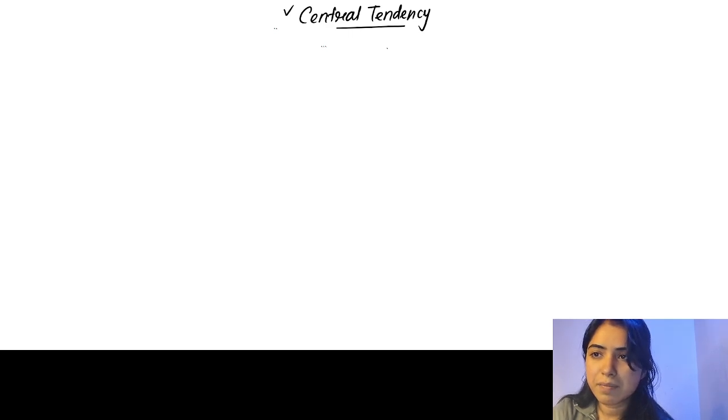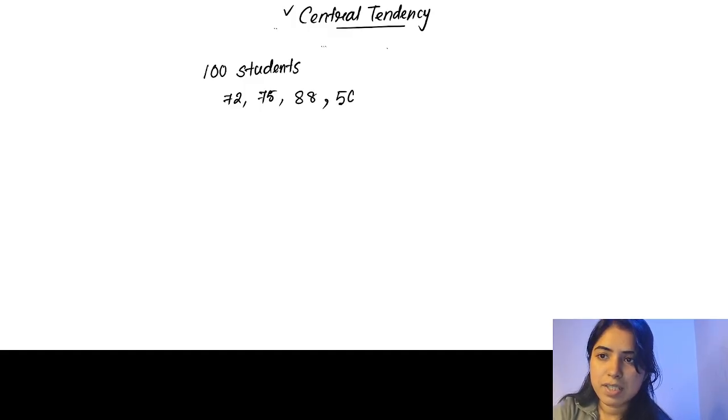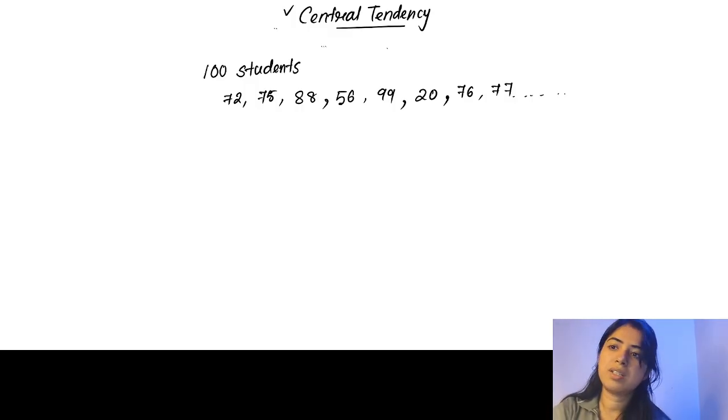Let's go for a real life example. Let's suppose in your classroom you have 100 students. One exam is conducted and they score some values. Some of them score 72, some 75, some 88, some 56, some 99, some 20, some 76, some 77, like that. This is how 100 students score these values.